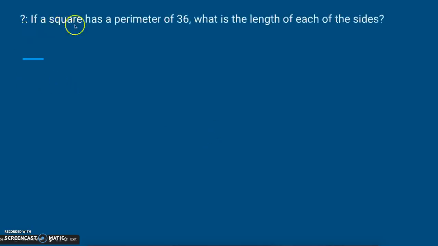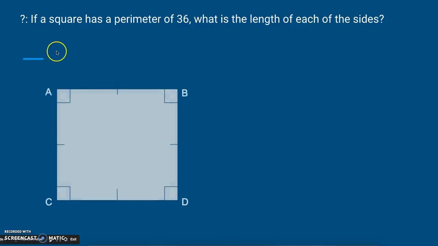Now let's look at the perimeter of a square, which is slightly different. So the question is, if a square has a perimeter of 36, what is the length of each of the sides? So in a square, I also have 4 sides, but instead of opposite sides being equal, all 4 sides are equal. So if AB has a value of x, all the other 3 sides are also going to have a value of x. So because there are 4 sides, the formula for perimeter of a square is 4x.